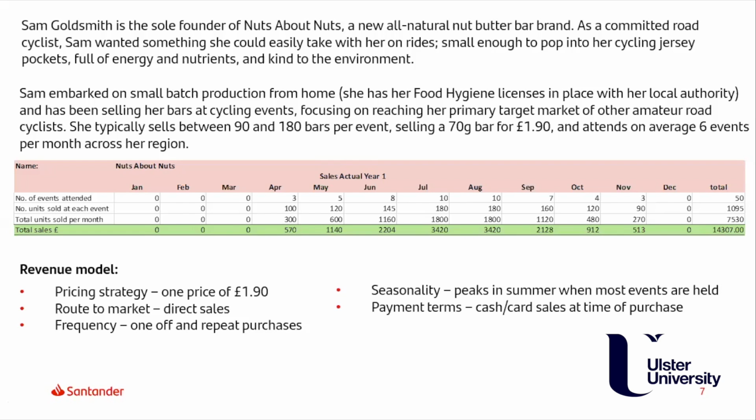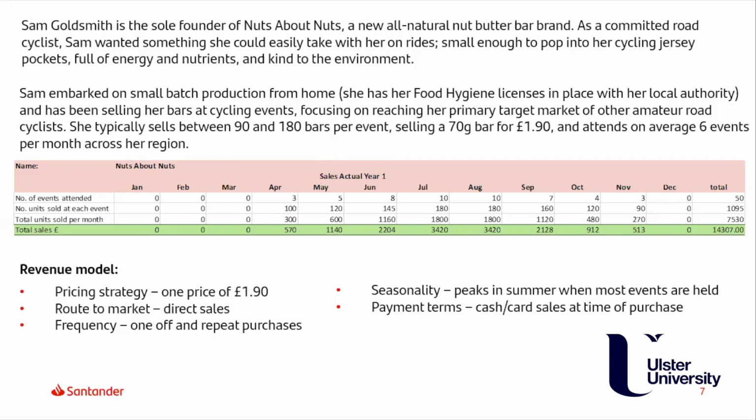Just as a reminder, before I do that, let's look at her revenue model. So for Sam, her revenue model is that she has one price of £1.90. She has one route to market, which is direct sales through the events that she attends. She has some one-off and some repeat purchases. So she's going to similar events where she's building up some loyalty and people are coming back and buying her products from her.